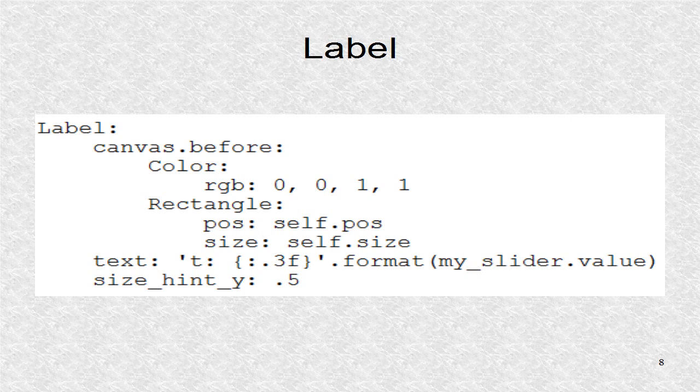A label, like any widget, has its own canvas instructions. Thus we add the background color before any other graphic instructions are called. That is the reason we chose canvas.before rather than canvas. For the text, the format is used to print a floating point number with only 3 decimal places.